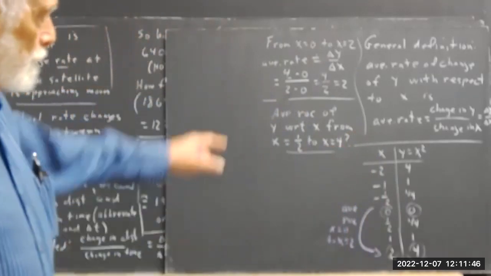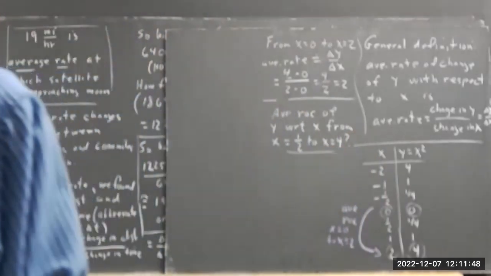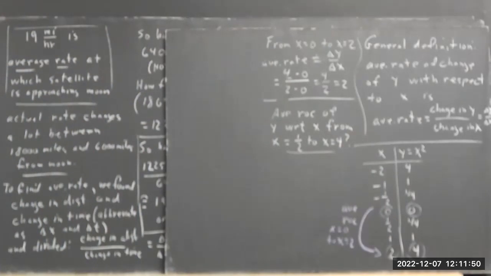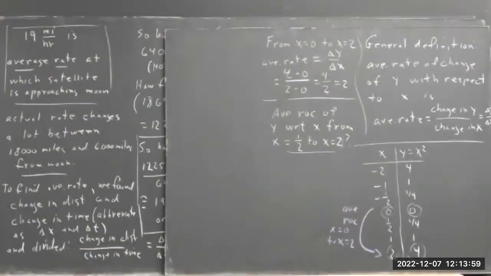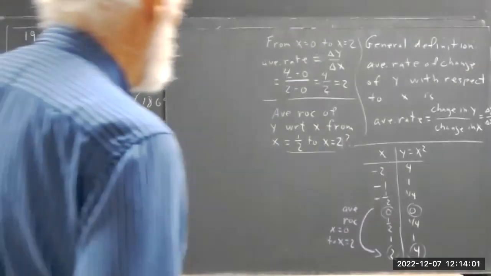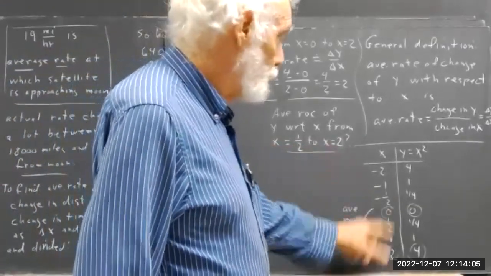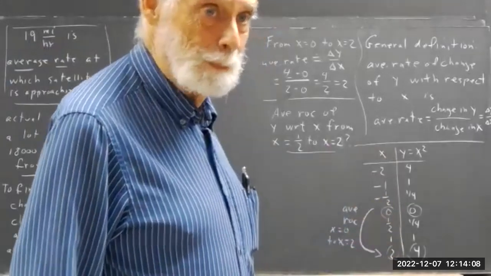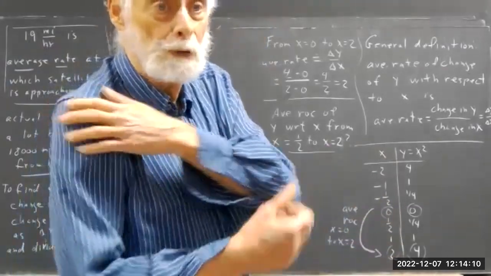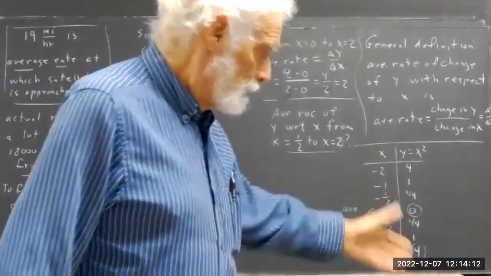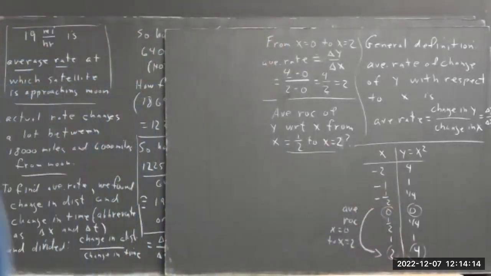So what would you do for that? Correction, sorry for the confusion. It's x equals 1/2 to x equals 2. We don't have x equals 4 on this table, although you could calculate it. We'll do that in a minute. Just going by values in the table, what do you have?